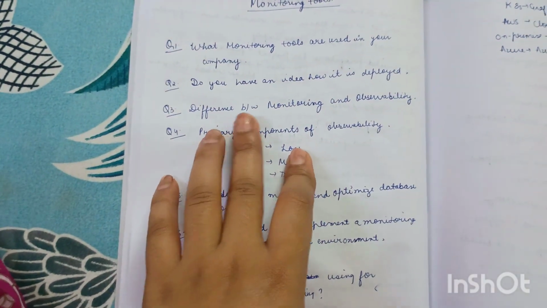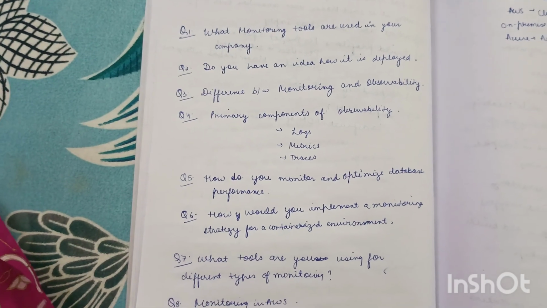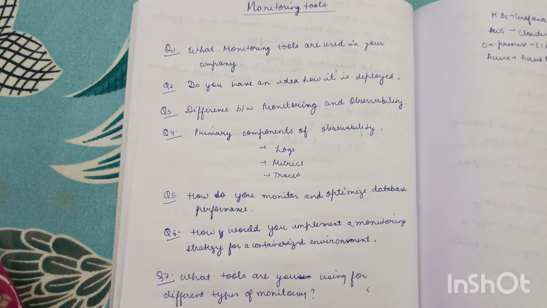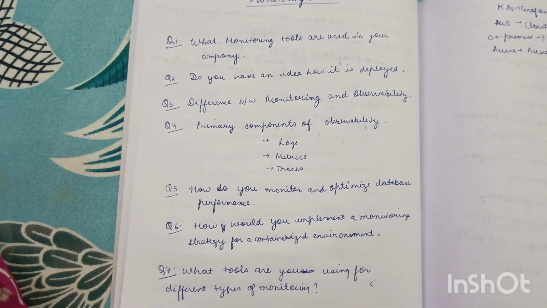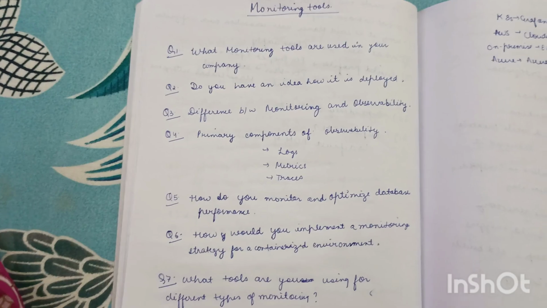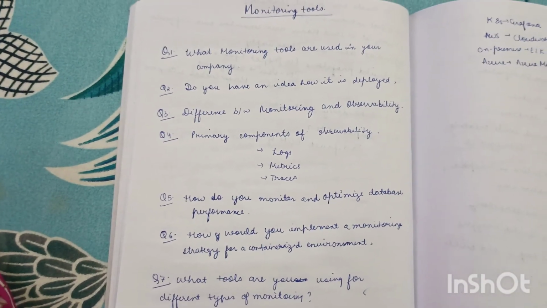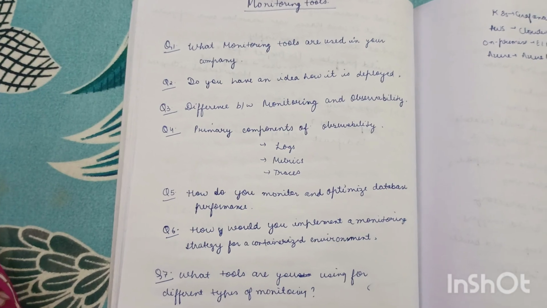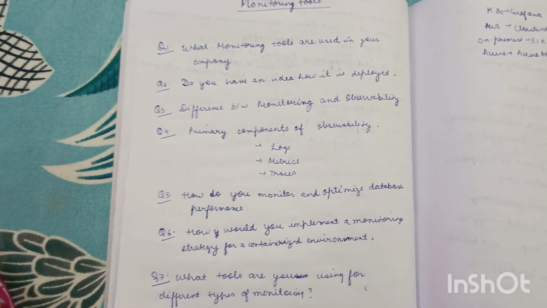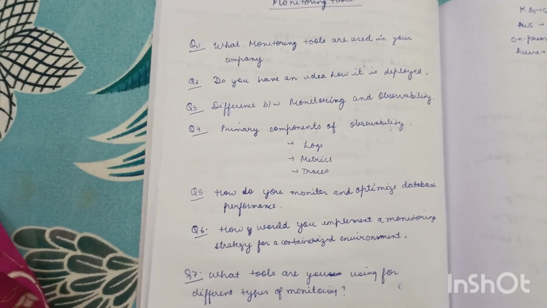Then, do you have any idea how it is deployed? You can say that for Prometheus and Grafana we use Helm charts to deploy them. For Kubernetes monitoring, if we are using EKS, we can monitor it with CloudWatch only. For on-prem servers we use ELK.